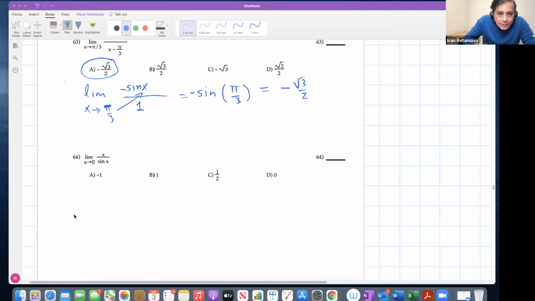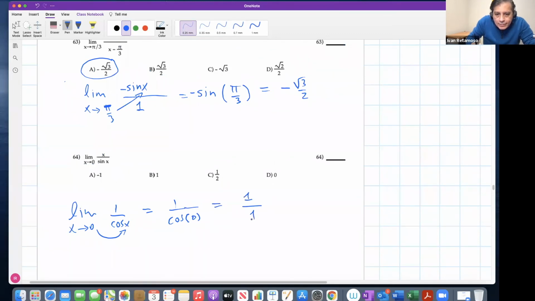Again, apply L'Hopital's rule. Trade the limit of this function by the limit of the respective derivatives. Derivative of x is 1, derivative of sine is cosine of x, right? And try again. That's what L'Hopital says, right? Try again: 1 over cosine of 0. Cosine of 0 is just 1, right?